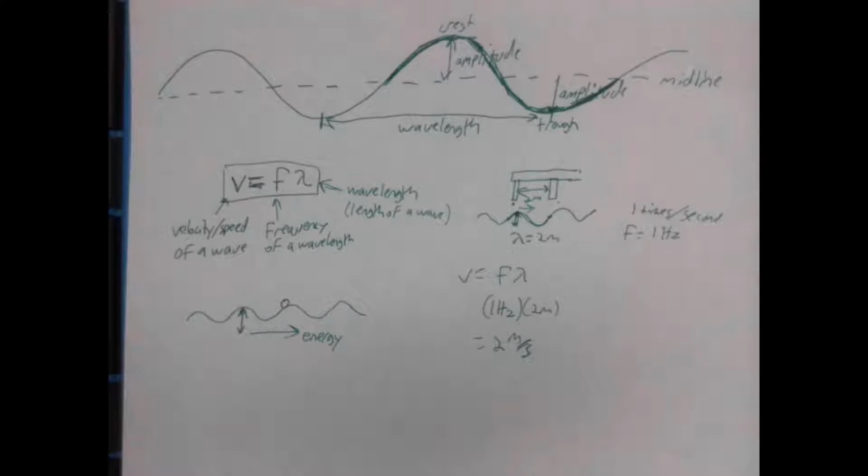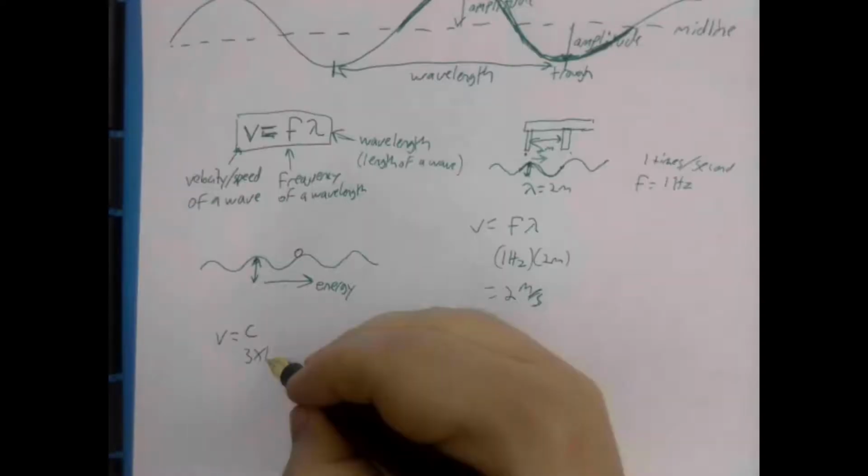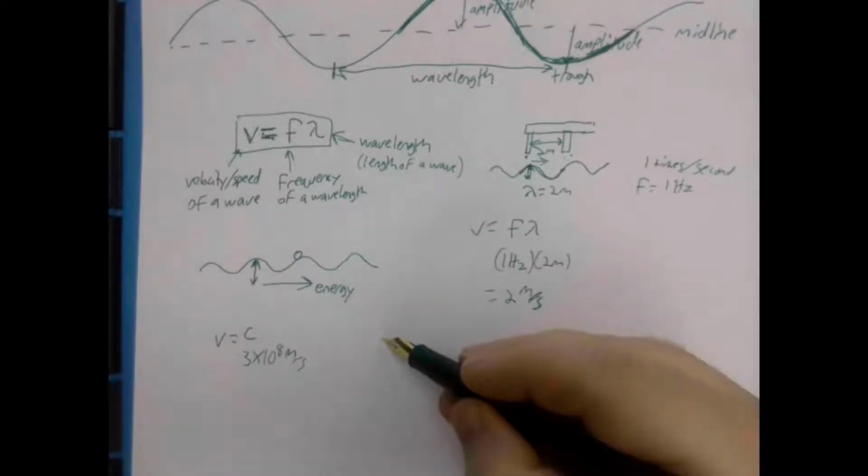For this class, the only waves we're looking at are EM waves. The velocity of an EM wave is the speed of light, 3 times 10 to the 8 meters per second, roughly. And we can reduce this equation to: speed of EM wave is equal to its frequency times wavelength.